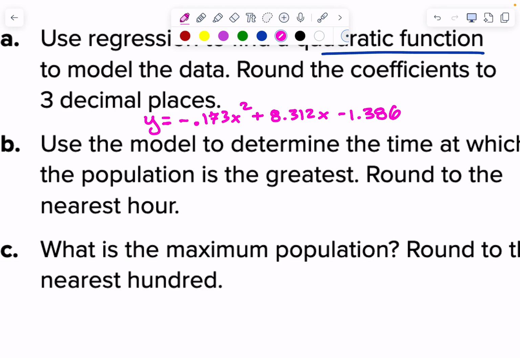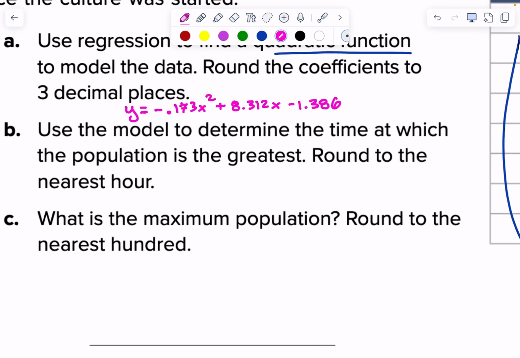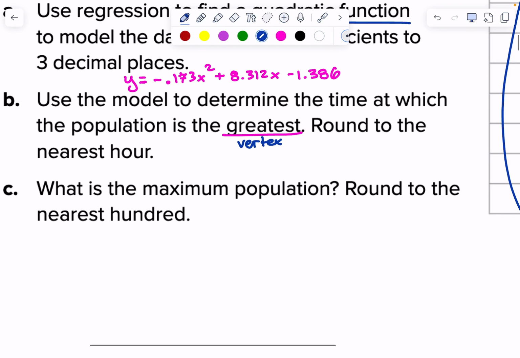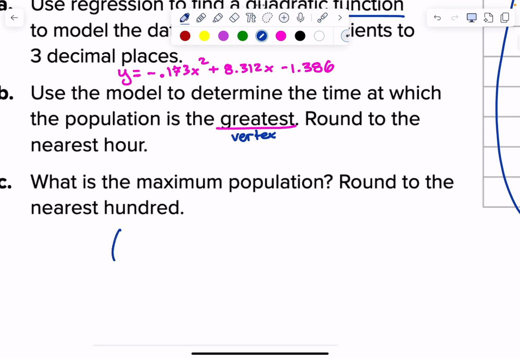Use the model to determine the time at which it is the greatest. So what are we looking for? The vertex. How do I do that? Negative b over 2a. And we're looking for the time, so we're looking for the x coordinate, right? Negative b over 2a. All right, here we go. Negative b over 2 times negative 0.173.